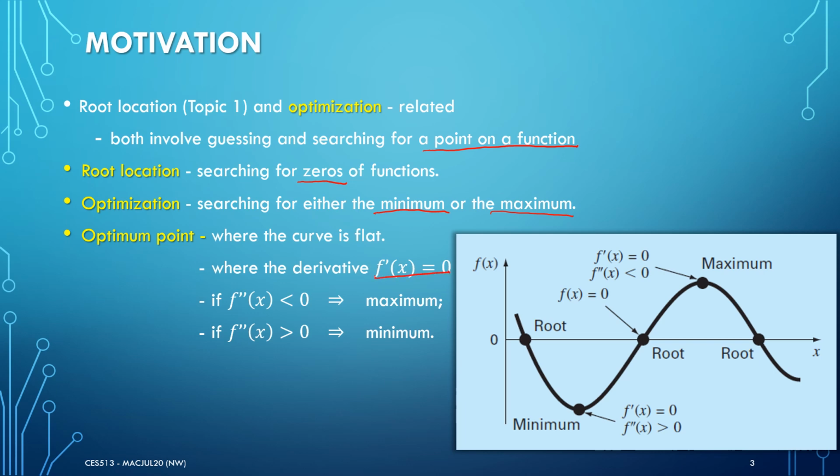In addition, the second derivative, f double prime x, indicates whether the optimum is a minimum or maximum. So if the second derivative is less than 0, that shows that the point is a maximum. While if the second derivative is greater than 0, that is a minimum point.